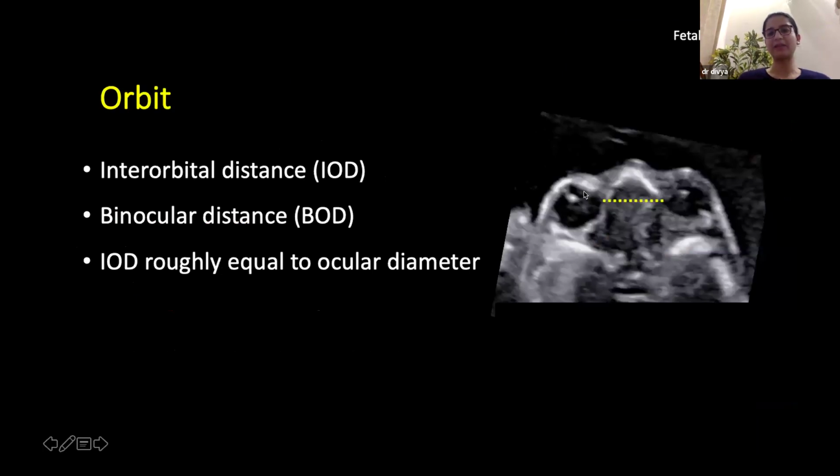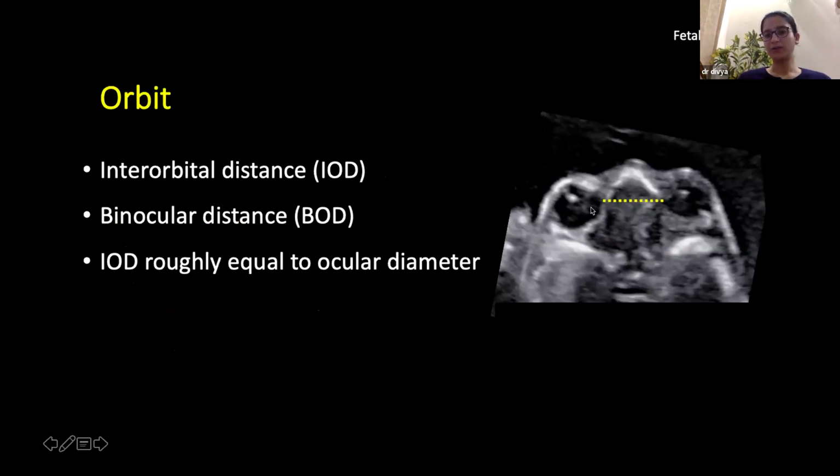Then we have the examination of the orbit. The orbits can be seen in the axial plane. We can measure the orbits, and this includes measurement of the interorbital diameter, as you see here. Normally, this interorbital diameter is equal to the ocular diameter. So you can fit one globe in between the two orbits.